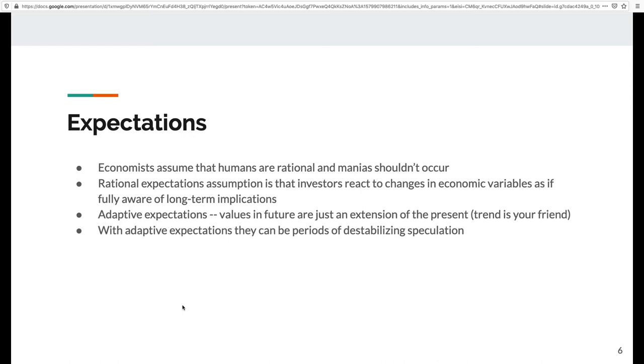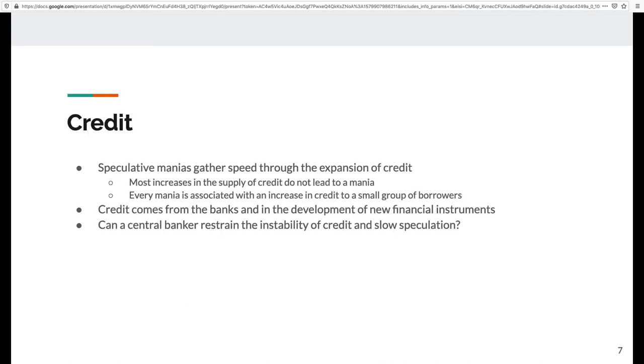Because what we instead see among many individuals is something called adaptive expectations, where people say, I have no idea what the future is going to be, so I'm just going to use the immediate past as a way to think about what the immediate future might be. But what that means is that with these adaptive expectations, we could imagine that there are periods of time where people make larger and larger gambles, not based on the past, but just their optimism of the future.